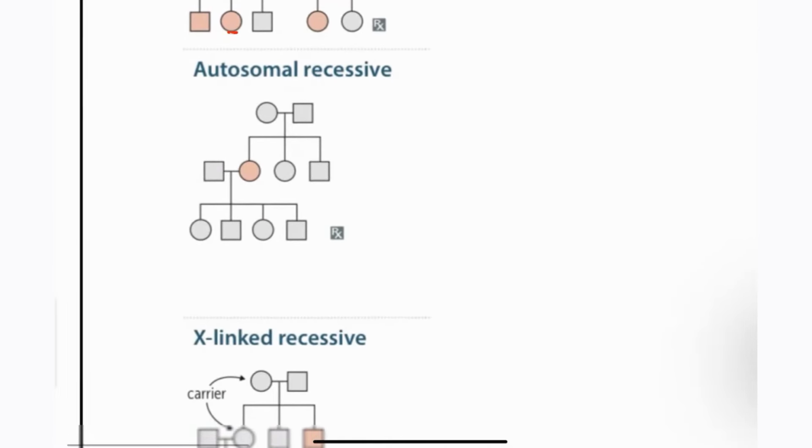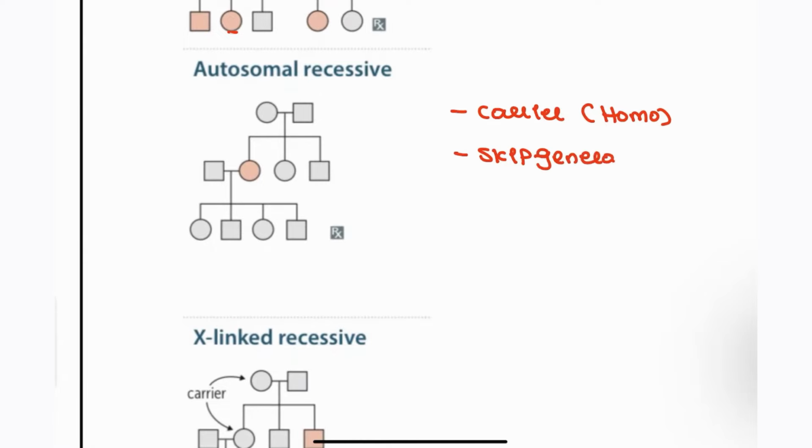So in autosomal recessive, there will be carriers who are not going to show the symptoms. They are going to be homozygous, but they are going to transmit by skipping of the generations. So not all generations will be involved. With the help of the carrier, another generation will be involved in this patient.